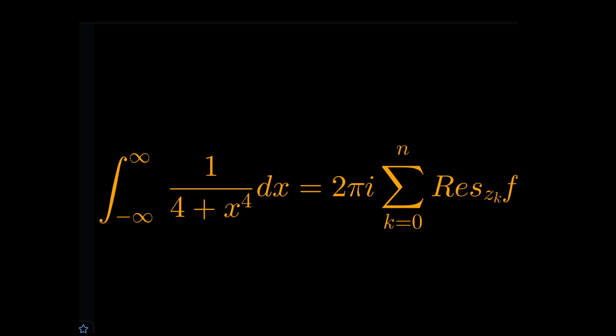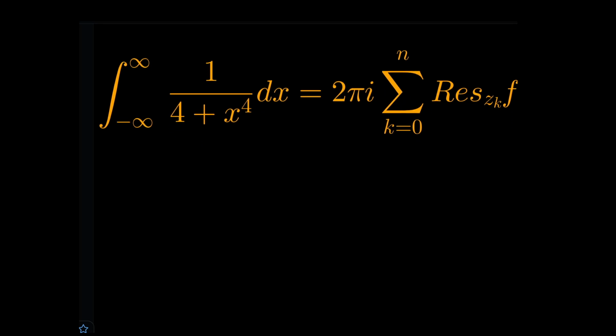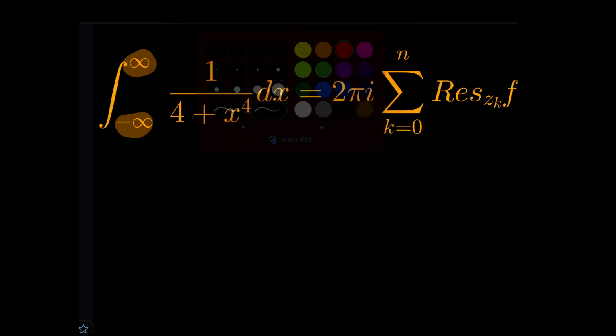So how are we going to do it? The residue theorem tells us that we can integrate an improper integral from minus infinity to plus infinity easily by just counting the residues of the singularities inside of the definition set of the function. So in our case, we have to find the singularities of the integrand itself.